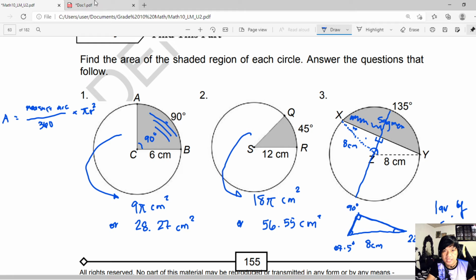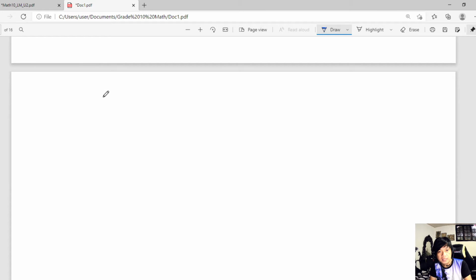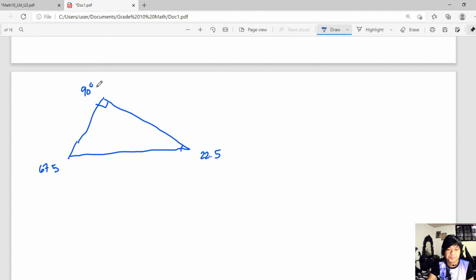So, punta tayo dun sa blank para medyo malaki yung ating presentation. So, ganito yung itsura ng ating triangle. So, the measure of this one is 22.5. This one is 67.5. And this one is a right angle that measures 90 degrees. And we also have the information that the measure of this one is 8 centimeters.